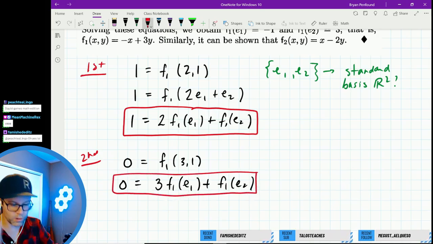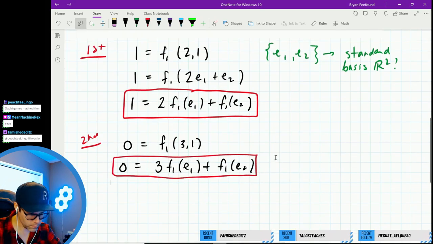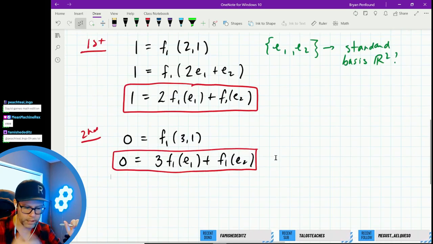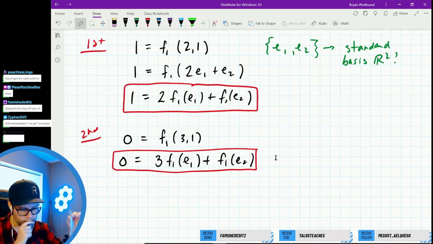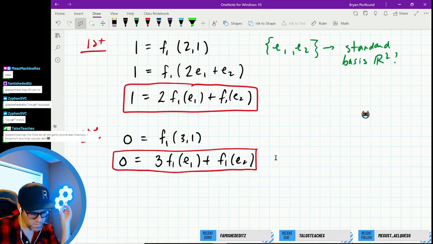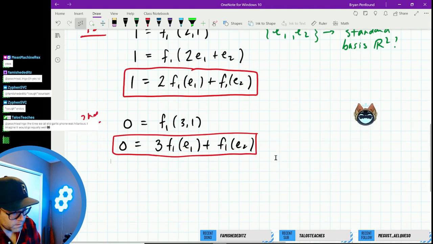They want to solve these two equations for F1 E1 and F1 E2. They want to kind of see where these things go in R. So is there an easy way to do this?